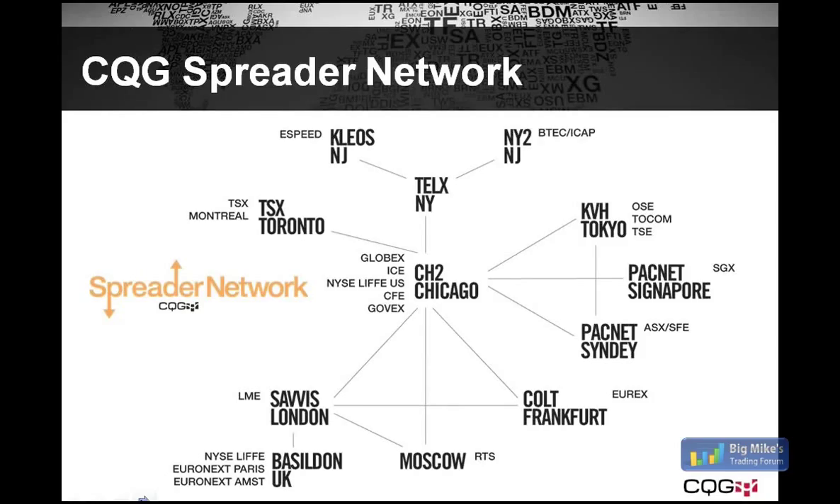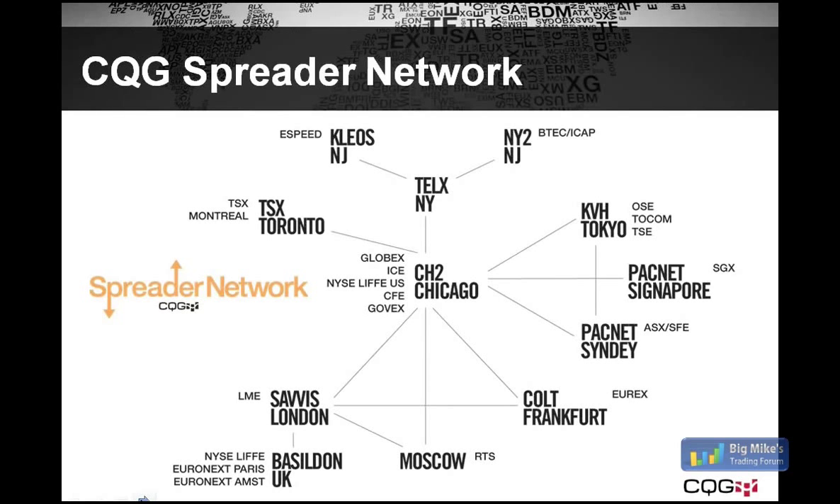Down in Sydney, ASX and SFE exchanges. Moving up to Eurex, which is in Frankfurt. In Moscow, the RTS exchange. In the UK, we've got the Life exchange, Euronext exchanges, including Paris and Amsterdam. And then in London, we have the LME. In fact, we've even upgraded our connectivity to LME utilizing some newer protocols that LME have put out in the last few months. And up around the horn here to Toronto, we have the TSX and the Bourse de Montreal.